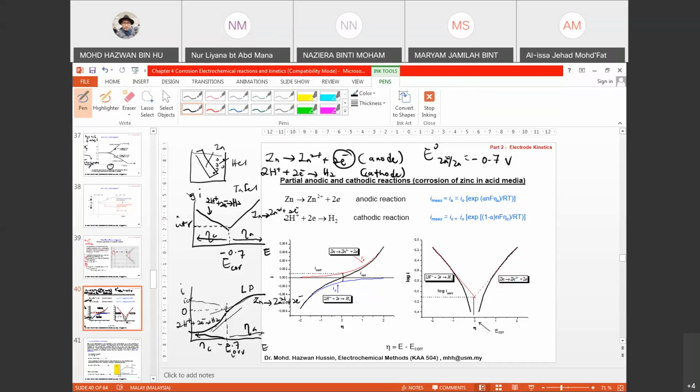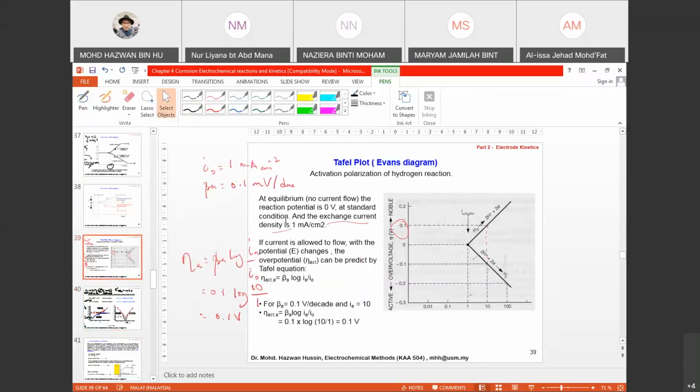Doctor, I would like to ask about the Tafel plot, the Evans diagram, on the slide before this one. Yes, this one. So at last we will get 0.1 volt, right? It depends on beta A when we have it at 10, right? I mean I_A at 10. What if we have cathodic? You mean eta C?